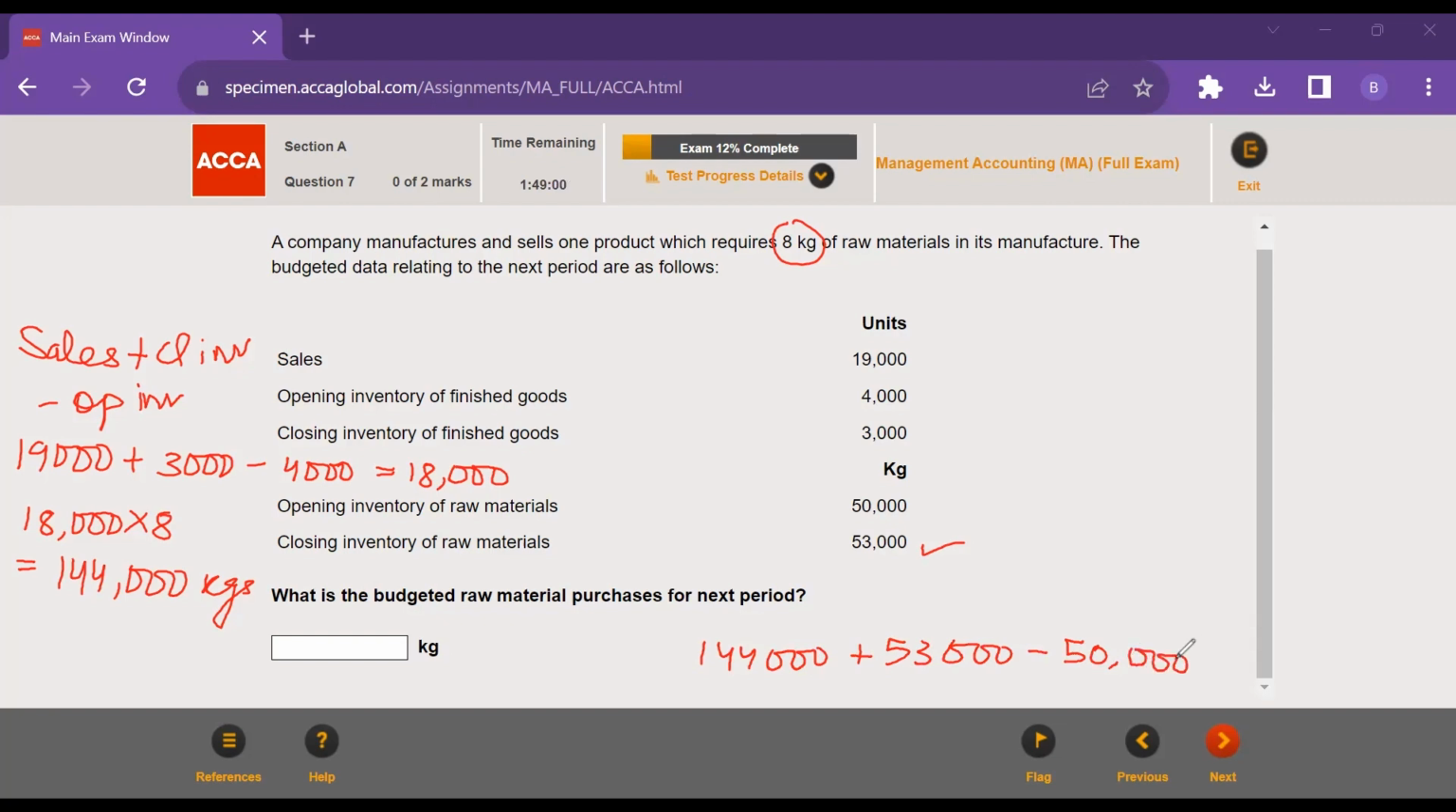So this will give you your final answer as 147,000 kg. Now kg is already written over here, so I'm just going to say that my answer is 147,000. Right, so we move on to the next question now.